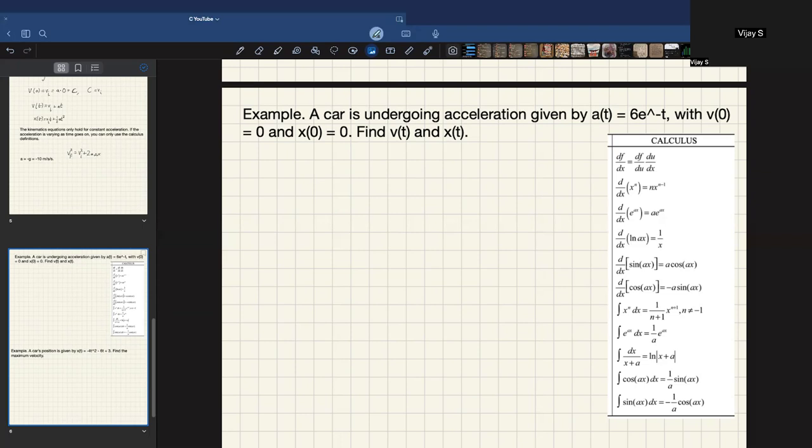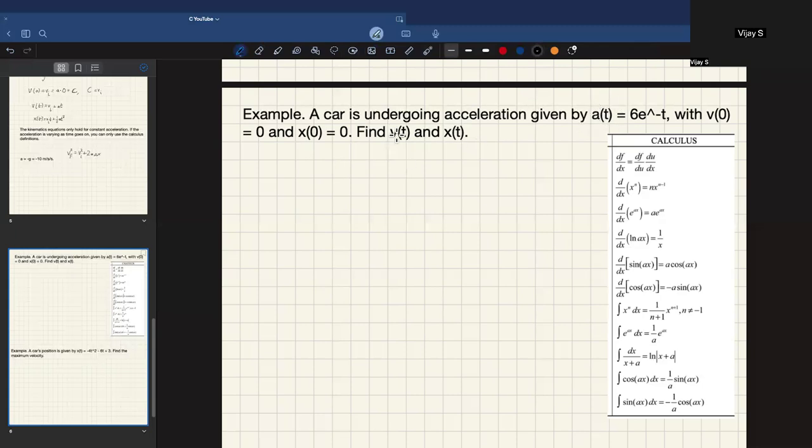Now, in addition, on the screen, you should be able to see the calculus portion of the AP Physics C equation sheet that is provided to you on the AP exam. So you are given this. I'm going to show you how we would work with that as we're solving this problem. So let's go ahead and get started.